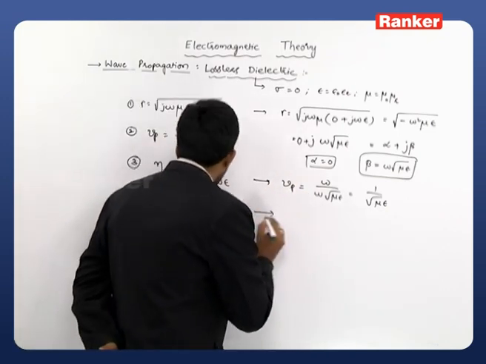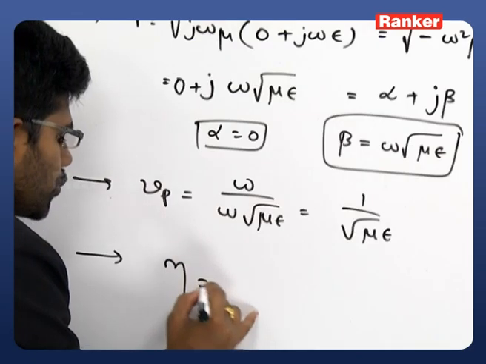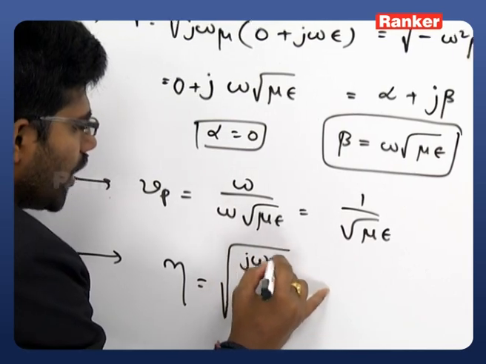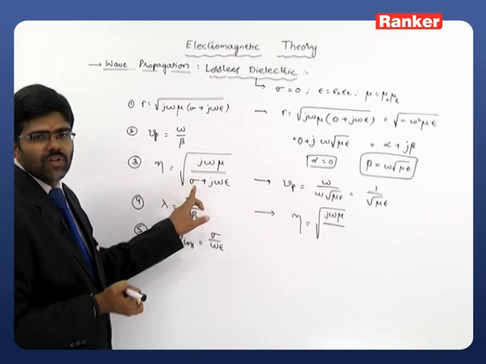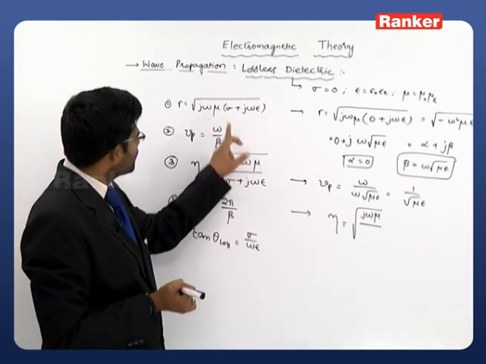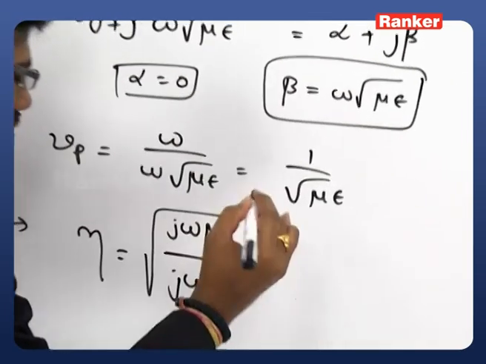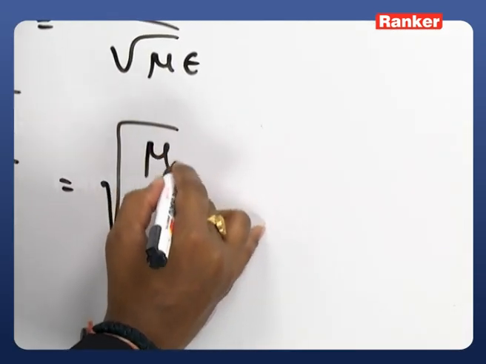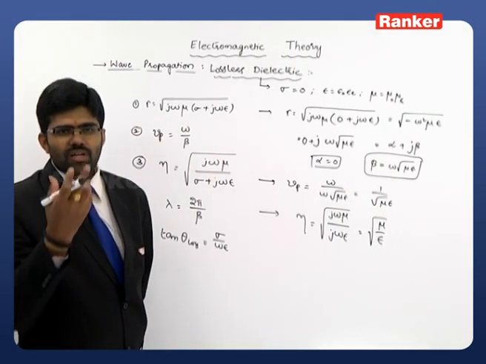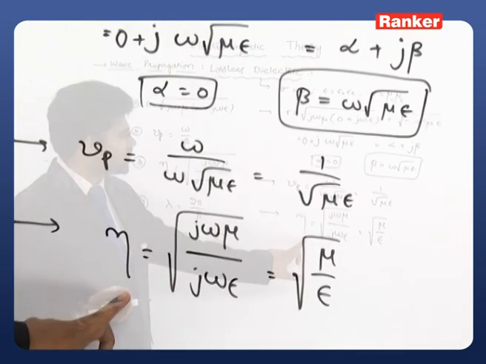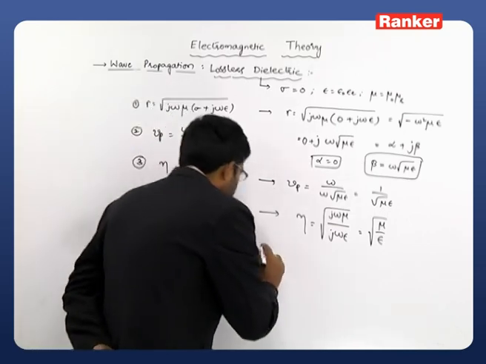And the third quantity what we have is intrinsic impedance or the characteristic impedance. So eta is equal to under root j omega mu remains as it is for us, that j omega mu divided by, now sigma is equal to 0. Since sigma is equal to 0, in the denominator what we have is just j omega epsilon. So the result is just under root mu by epsilon, nothing more than that. So if you take mu and epsilon and substitute here, what we get is the characteristic impedance of that particular lossless dielectric medium.